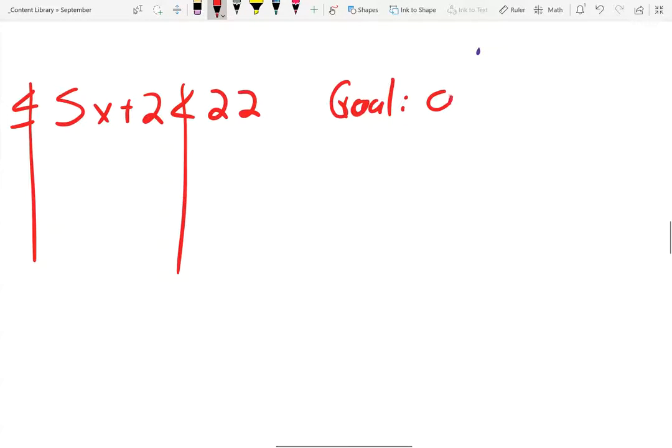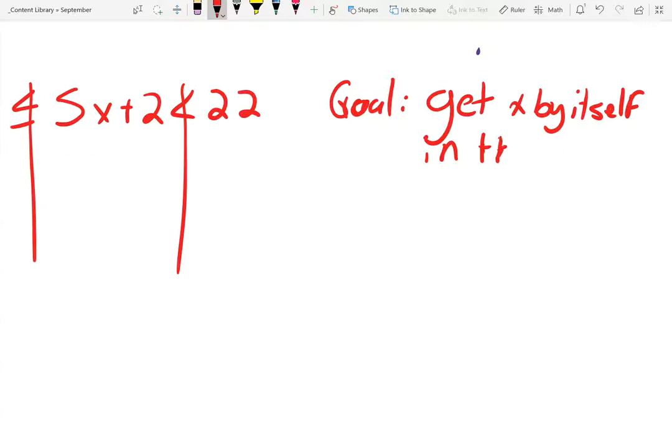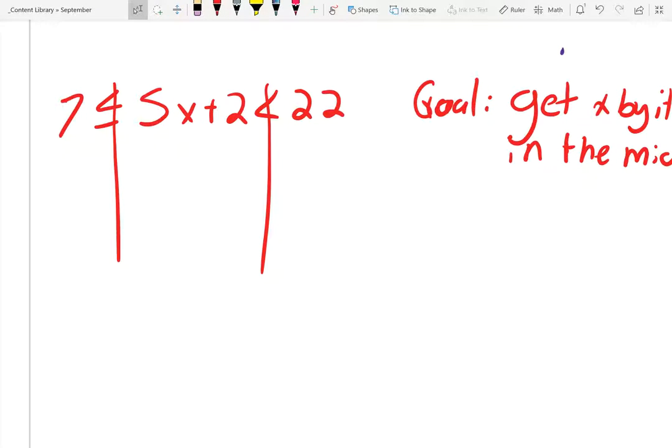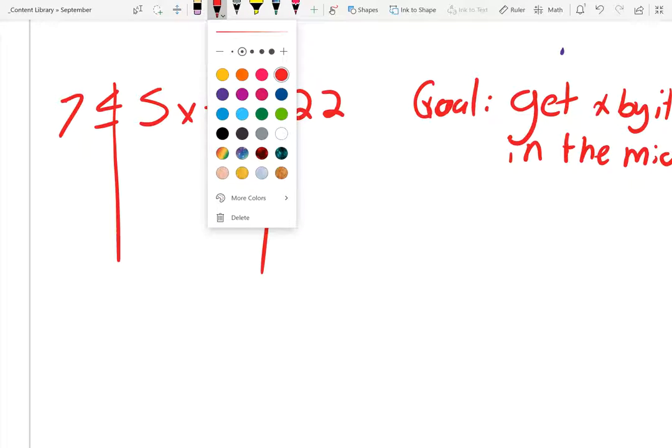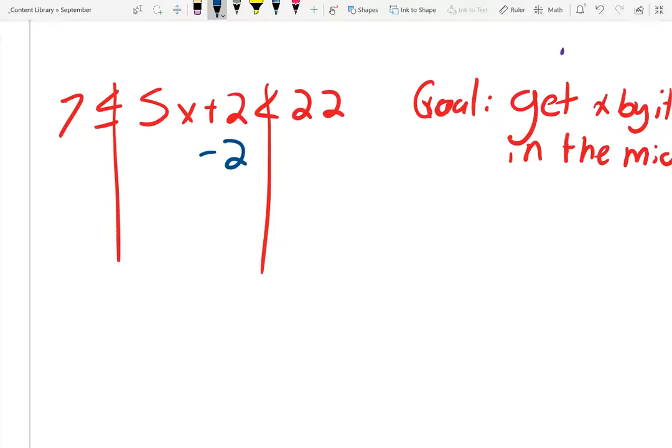So when we solve this, our goal is to get x by itself in the middle. In the middle, we have 5x plus 2. So we need to get rid of 5 and we need to get rid of 2. If we do that, then the x is by itself. So we do this one at a time. The first thing we're going to do is subtract 2. When we subtract 2, we're going to cancel it out. But we have to subtract 2 on all sides of this, in the middle, in the left, and the right.